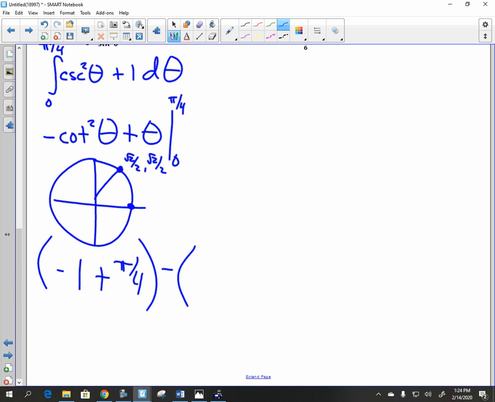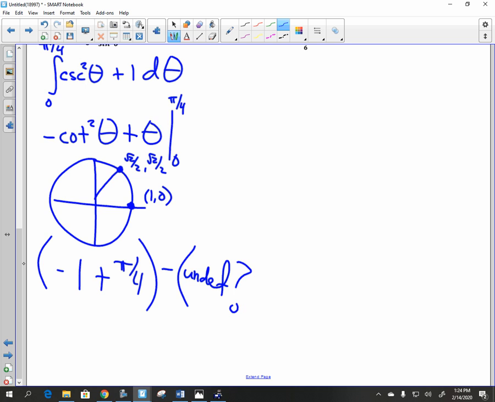Cotangent of 0. What's that coordinate? It is (1, 0), right? So tangent is y divided by x. What's y divided by x? So what's cotangent then? Oh, no.